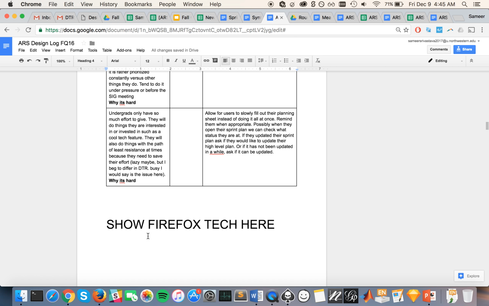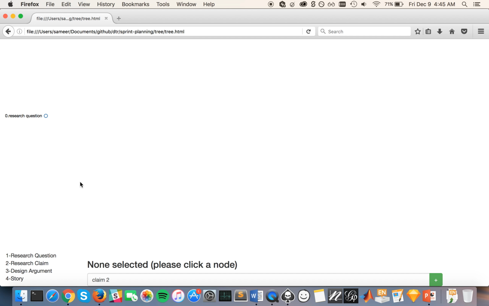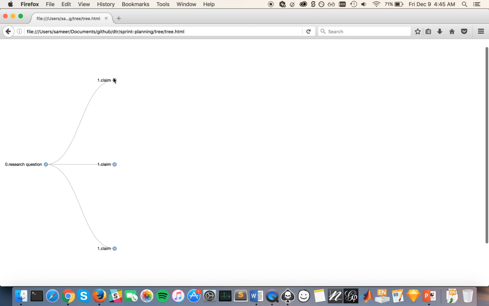So this is tech in Firefox. The reason it's in Firefox is that D3 doesn't like cross-origin stuff, and Firefox says it's okay. It's actually interesting to see this, but here is how I broke it down. You write your research question, and for your question you can have lots of claims, so there's a tree for your claim.